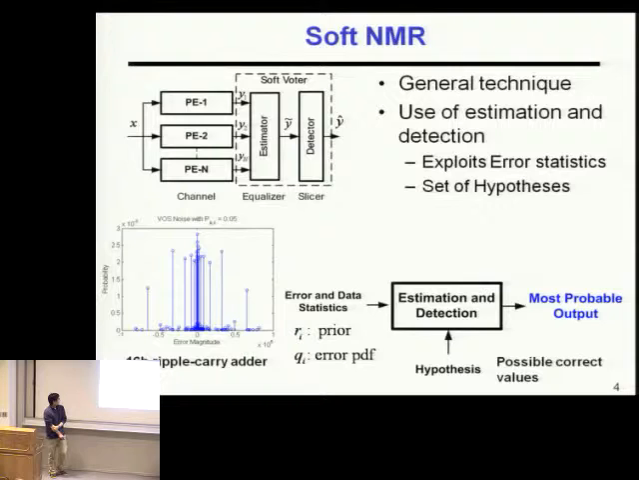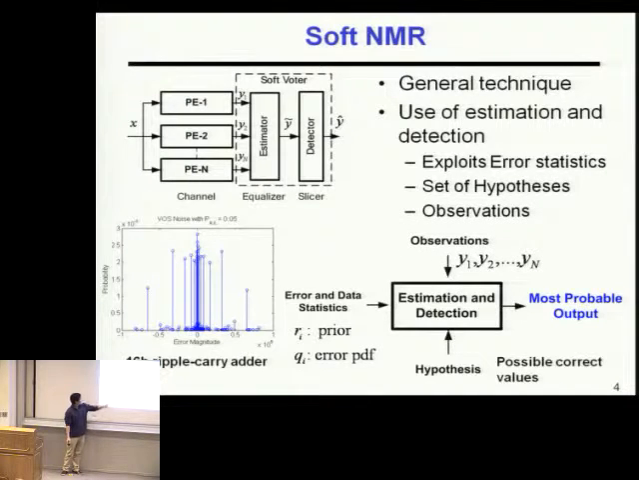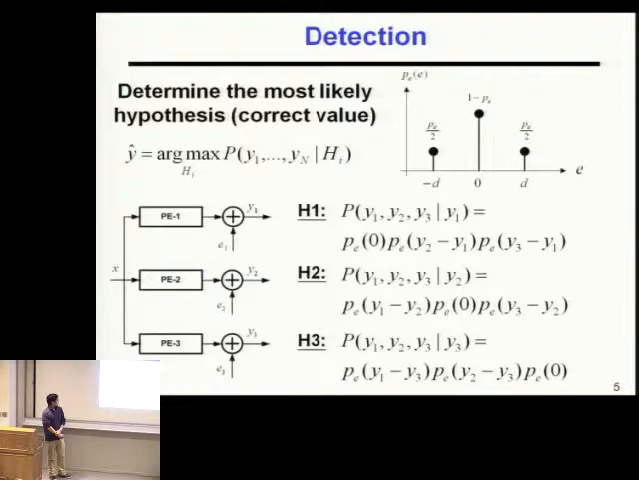Then we have a set of hypotheses. This set of hypotheses constitutes the possible correct values that your voter assumes. Given these observations, your estimator would come up with a possible set of values that are correct. And then we would use the observations themselves and estimate or detect over these inputs to find which of the hypotheses is the most probable one.